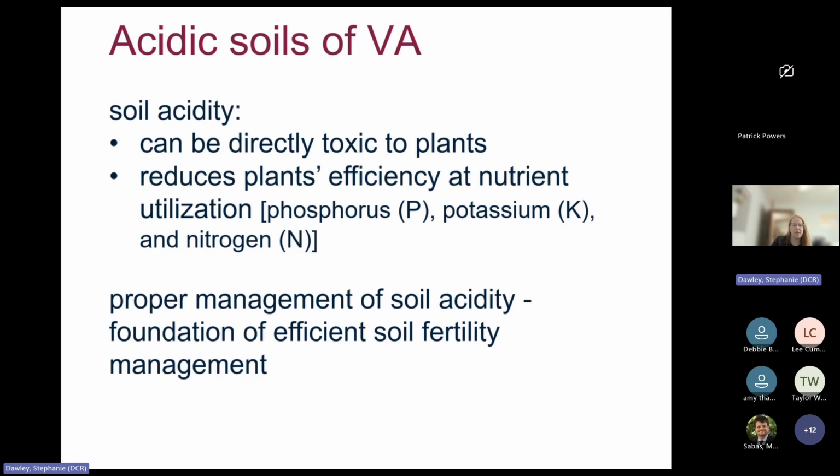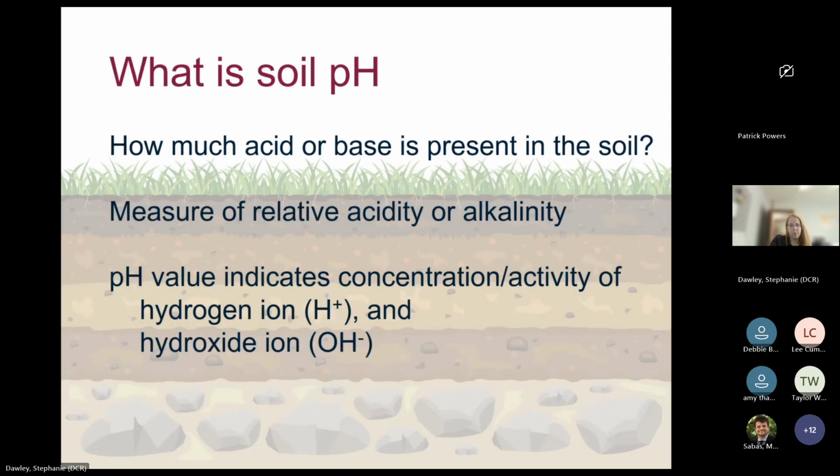But soil acidity can be directly toxic to plants. It reduces the efficiency of nutrient utilization, P, K, and N, but a lot of times phosphorus can be heavily limited. Proper management of soil acidity is foundational in building up your fertility. So the basis of it is how much acidity or alkalinity is there in the soil. pH indicates the concentration of hydrogen ions to hydroxide ions. So that's H plus and OH minus.